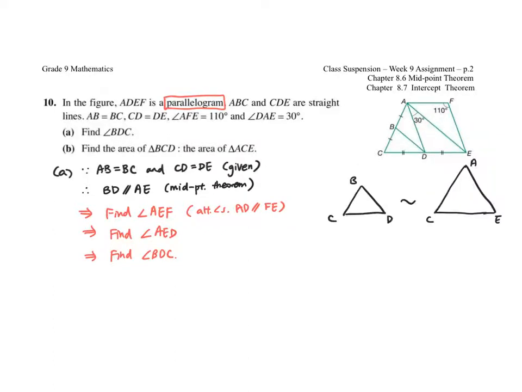For part B, your goal is to show the area ratio of these two triangles. So how is it related to the lengths? I hope you still remember in chapter 7 we talked about the dimensions, and the area ratio would be the length ratio squared. It means that if you can prove that these two triangles are similar, then the length ratio squared would be the area ratio.